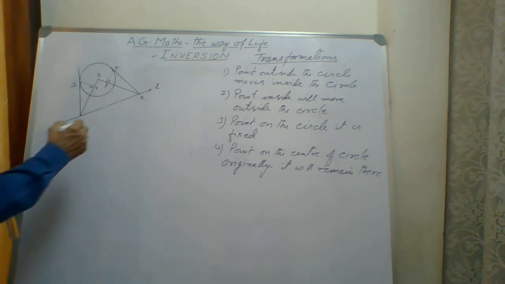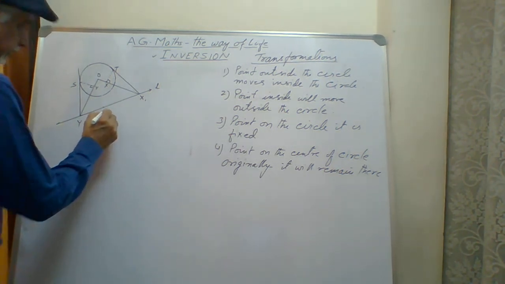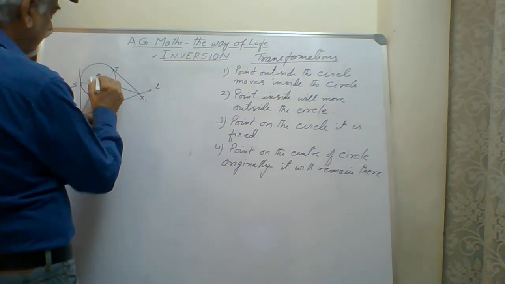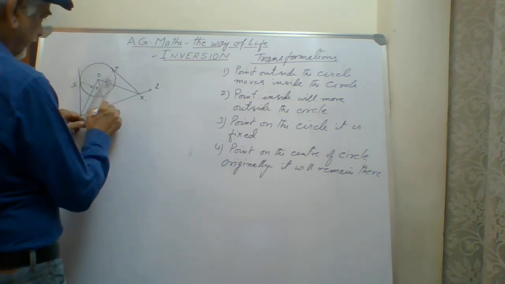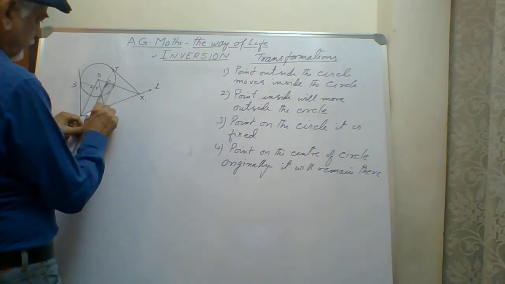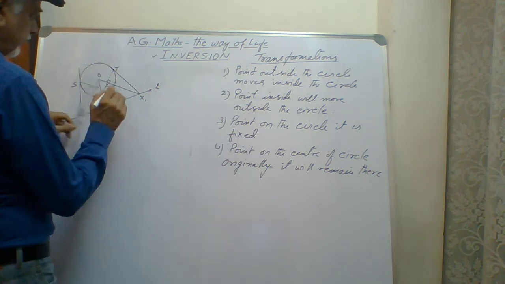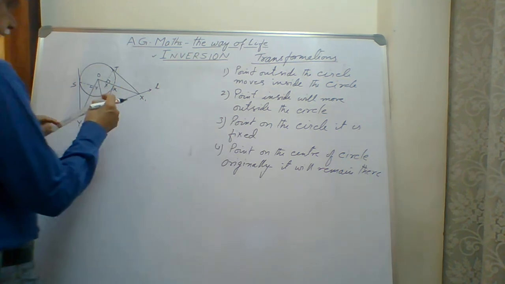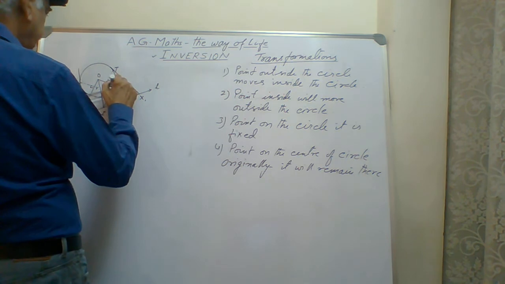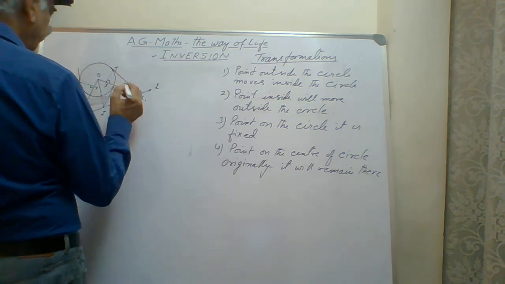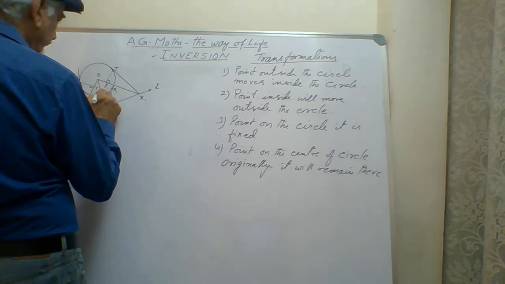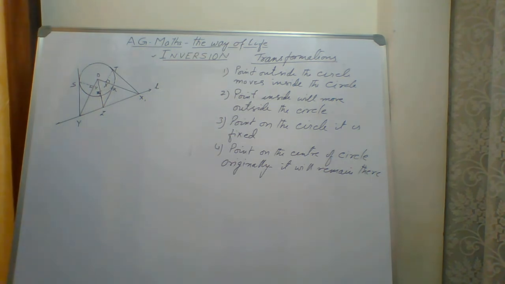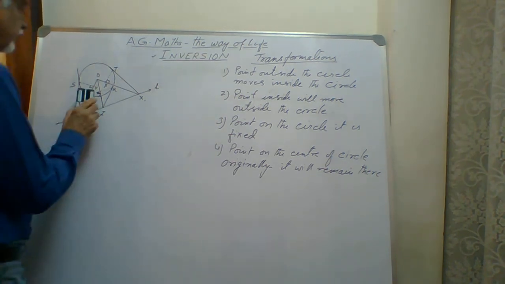Now if the point is here at Z, how does it go? When you join this, and from Z I draw a perpendicular to the circle, meeting at K, and from K I drop down a tangent. So this is the point Z1. You write it clearly.